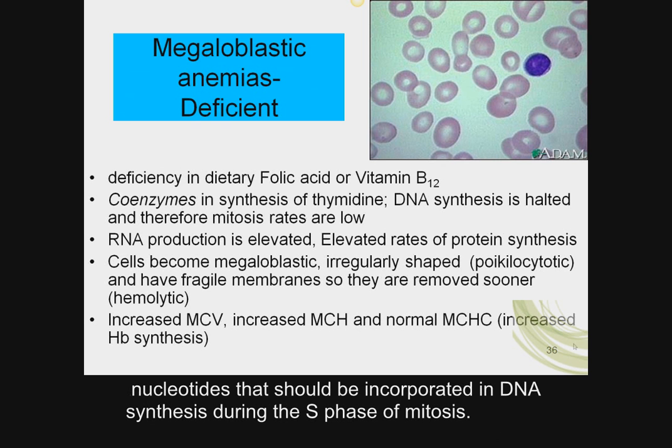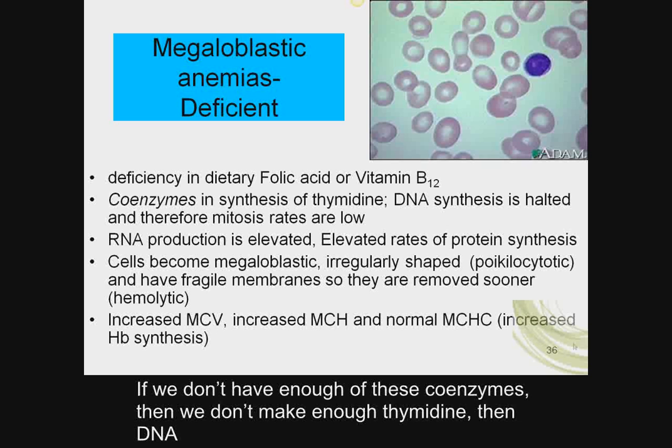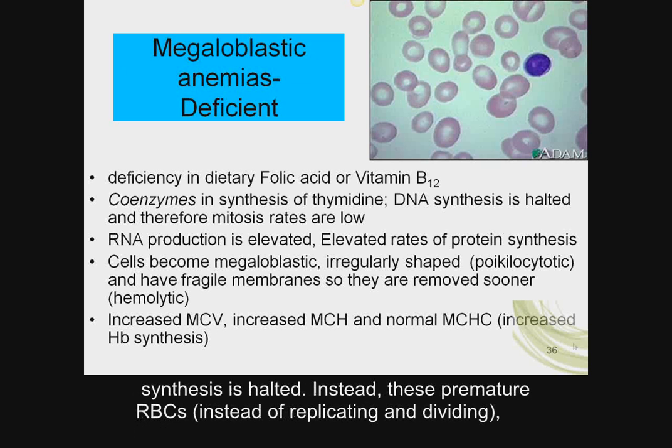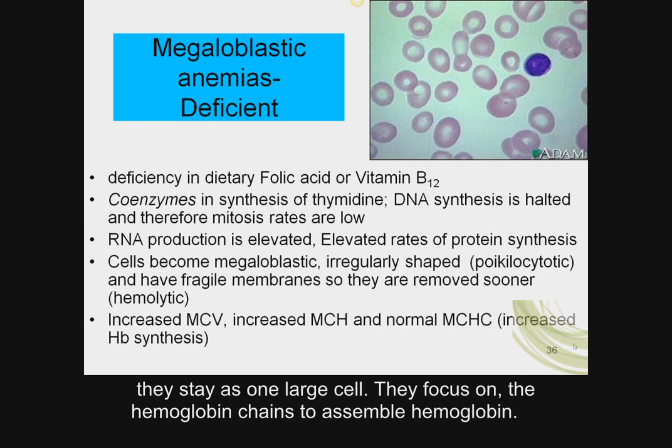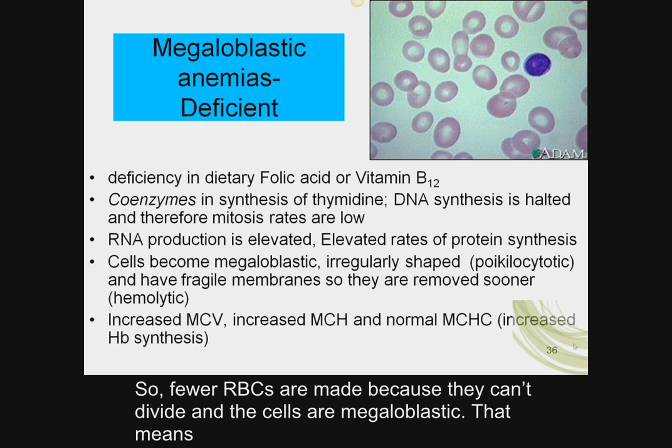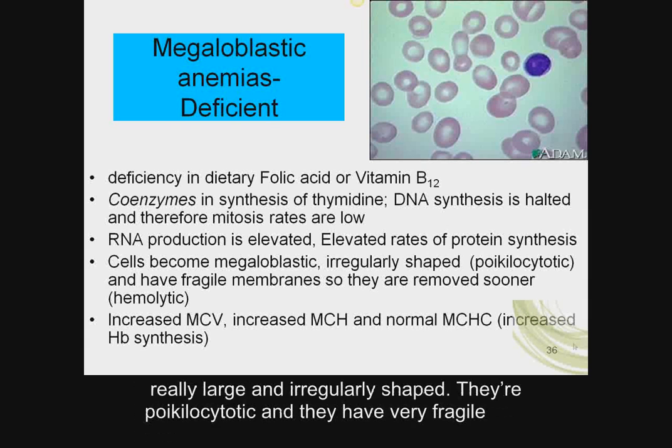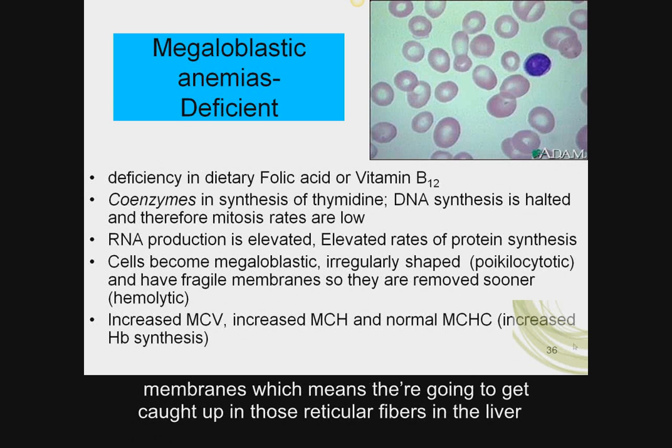Then DNA synthesis is halted, and instead, these premature red blood cells, instead of replicating and dividing, going through S phase and then mitosis, they stay as one large cell. These cells focus on synthesizing hemoglobin chains and assembling hemoglobin. So there are fewer red blood cells made, and because they can't divide, these cells are megaloblastic. They're huge. They're really large and irregularly shaped. They're poikilocytotic and they have very fragile membranes, which means they're going to get caught up in those reticular fibers in the liver and spleen all the more readily.